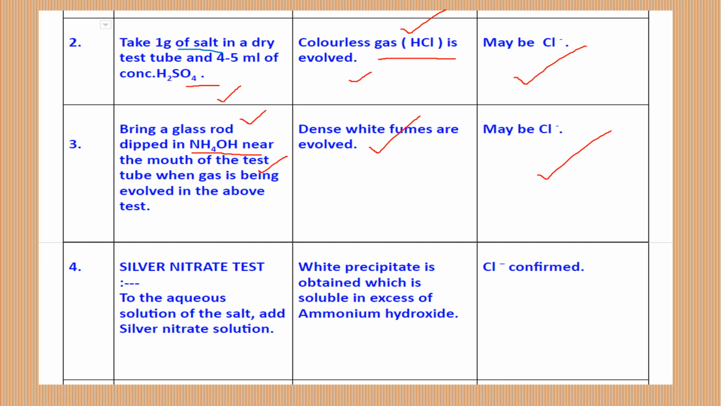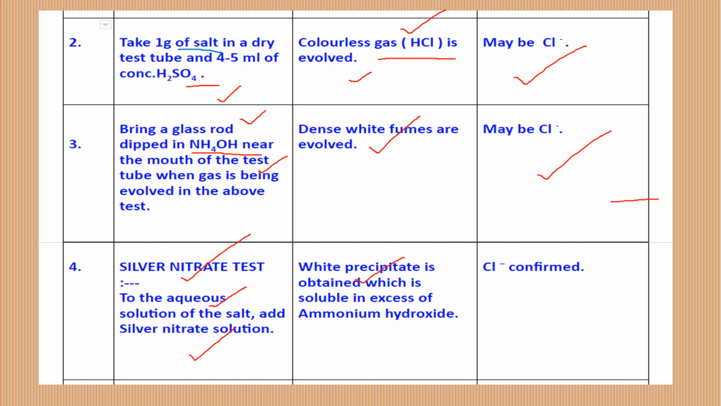Still, in some books you will find that the third test is confirming that Cl minus is present, but we cannot stop here. We have to carry out more tests, so it's better to keep it as maybe Cl minus. Then the silver nitrate test is carried out. You take a clear aqueous solution of the given salt in a test tube and add silver nitrate solution to it. A white precipitate will be obtained.